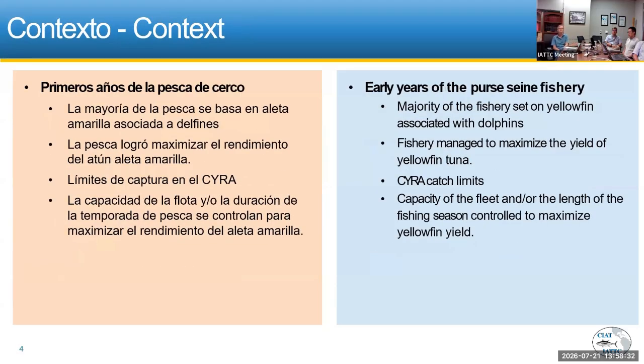Early on in the purse seine fishery, the majority of the fishing was on yellowfin associated with dolphins. Because of that, the management focused on maximizing the yield for yellowfin tuna. It was done in several different ways. There was a particular area called the CYRA where catch limits or closures were applied. But at some stages, there were also limits on the capacity and the length of the season.